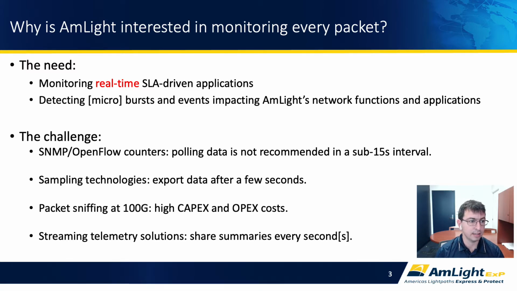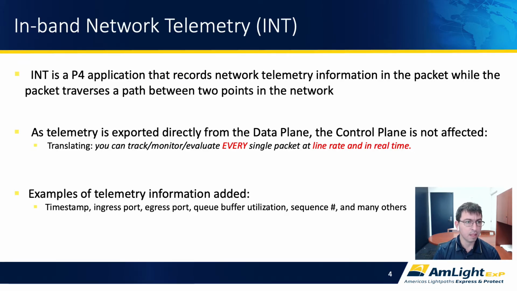the existing applications. We have SNMP and OpenFlow counters, but pulling data is not recommended at a sub-15-second interval. We have sampling technology, but those only export data after a few seconds. We have a lot of packet sniffing happening at 100 gig, but it has high CAPEX and high OPEX costs. And we have some streaming telemetry solutions using proprietary solutions, but they only share summaries every couple of seconds. That's the reason we're moving towards in-band telemetry.